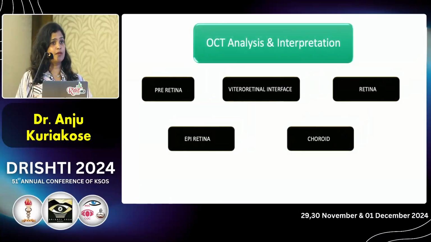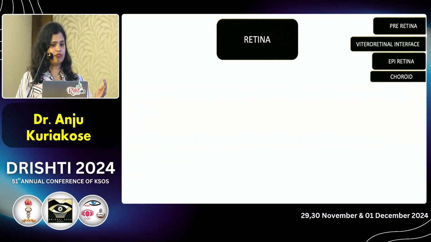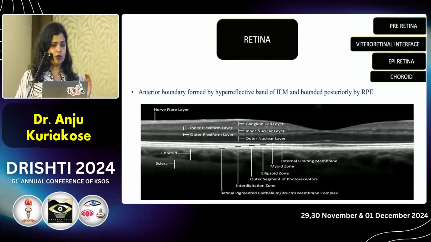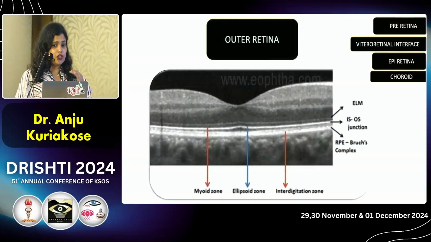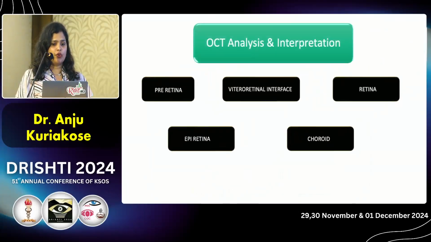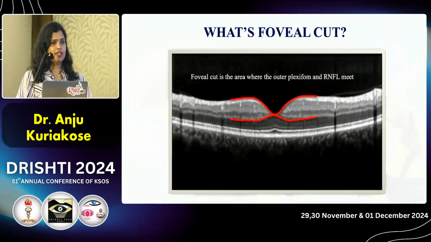Next we go into the retina proper. This is bounded anteriorly by the hyperreflective band of the ILM and posteriorly by the RPE layer. Next we have one more entity called the outer retina, which is very commonly used nowadays, which consists of the ELM layer, ISOS junction, RPE-Bruch's membrane with the myoid zone, ellipsoid zone and interdigitation zones. Next is the choroid. Choroid is commonly seen with EDI OCT. Next, what is the foveal cut we see? The foveal cut is the area where the outer plexiform layer and the RNFL meet.